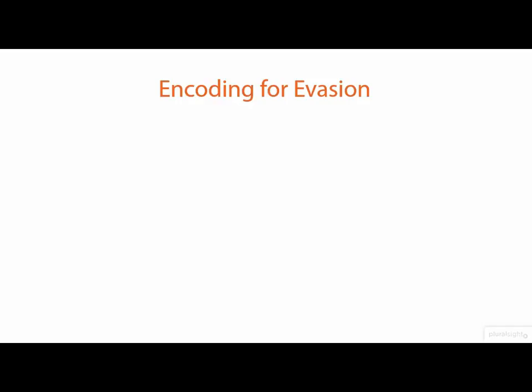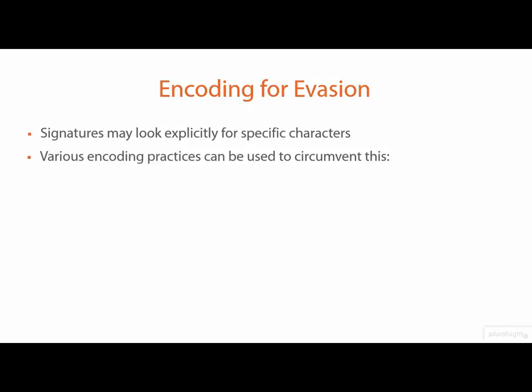Encoding can be a great way of evading SQL injection defenses because it can take characters and represent them in an entirely different form whilst not losing the actual intent of the character. So for signatures that are looking for very specific patterns, this can be a great implementation. Now you can use a number of different encoding patterns to circumvent this sort of defense.